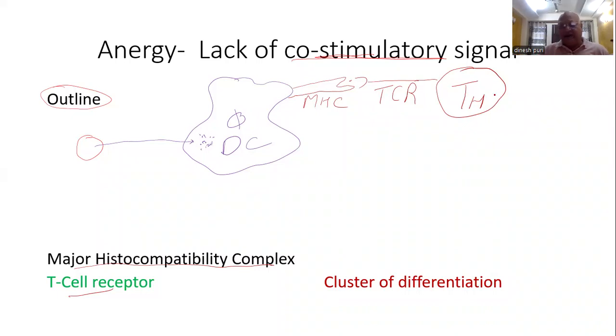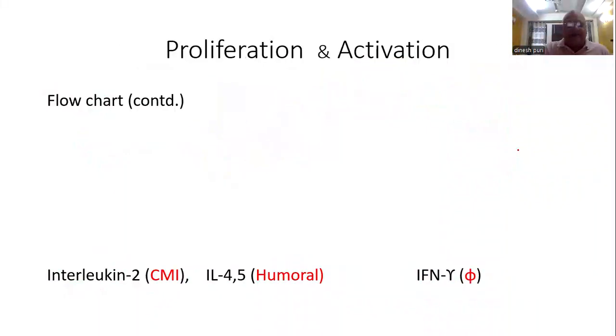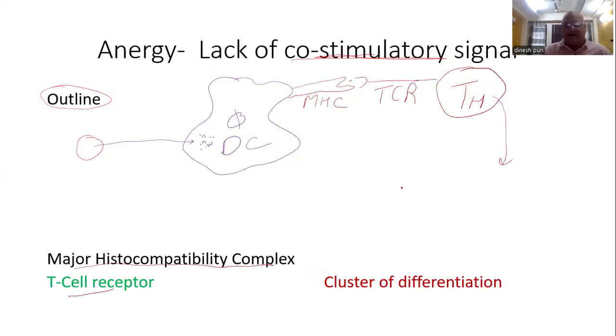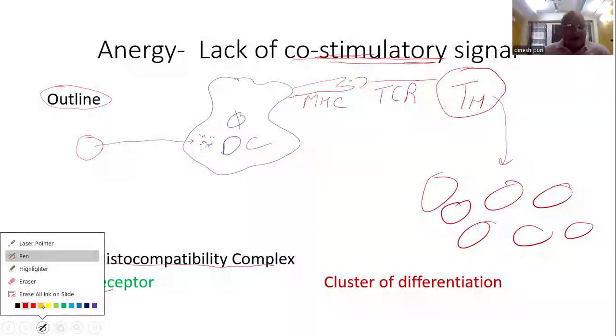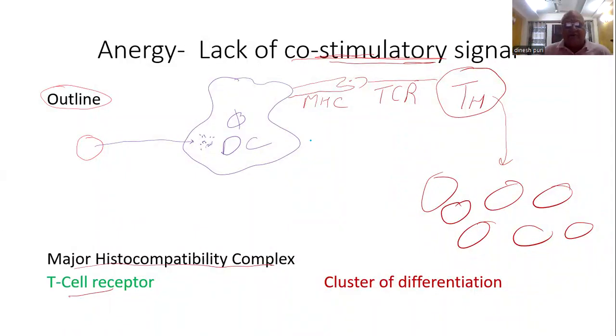We are going to see anergy in a few minutes. After that क्या होगा? ये T helper cell का proliferation होगा और activation होगा. The T helper cell, it will proliferate and it will activate. It will get activated. But this stimulatory signal is not enough to activate the T cell. Certain co-stimulatory signals are also required, which we are going to see now.